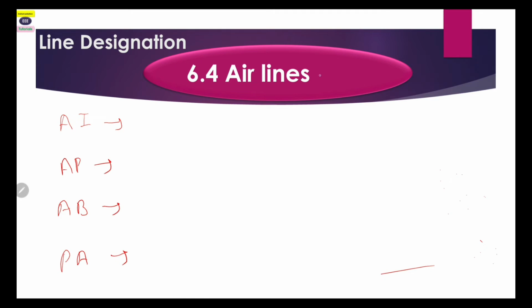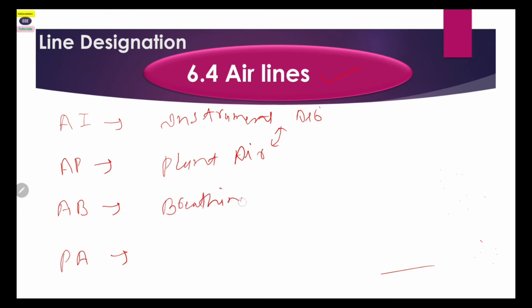Now, air is also used, as plant air and as instrumentation air, for operating control valves or for pneumatic systems. So what is the meaning of IA? It is instrument air, which is generally used in control valve operation. PA is plant air. Plant air is also very important. It has some difference from instrumentation air. BA is breathing air, which is generally what we breathe from the atmosphere. So this is the breathing air.